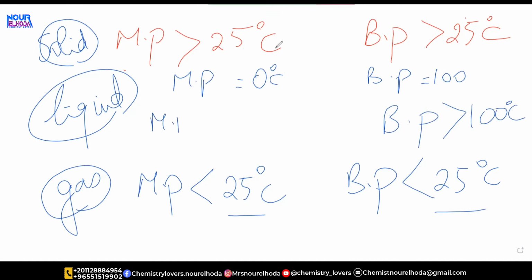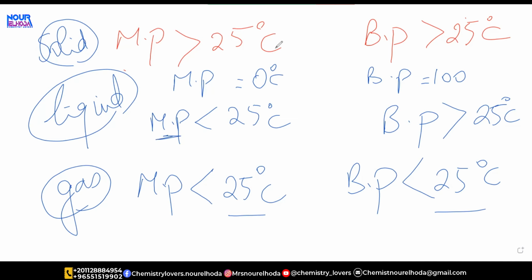Well, the melting point is lower than 25 degrees. Sorry, 25. Why am I comparing to 25 all the time? Because 25 degrees is the room temperature. That's why I always compare with 25. So usually we compare with 25 because 25 is almost the room temperature.